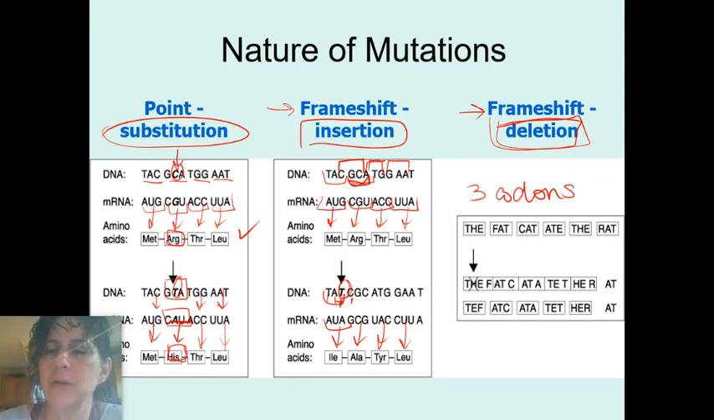Apparently it's a tongue twister too. The fat cat ate the rat. That is a sentence that you can see, you can read, and it makes sense to you. That's how a protein needs to do to your cells. It needs to make sense.